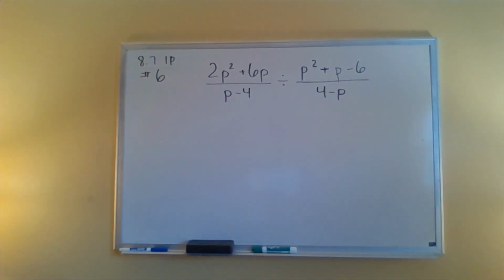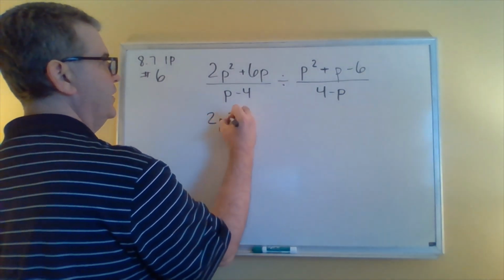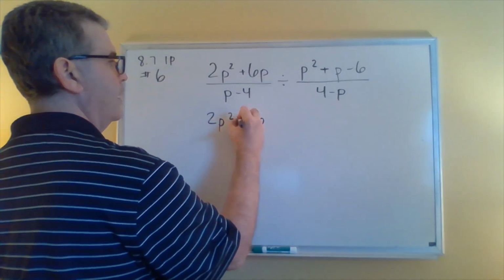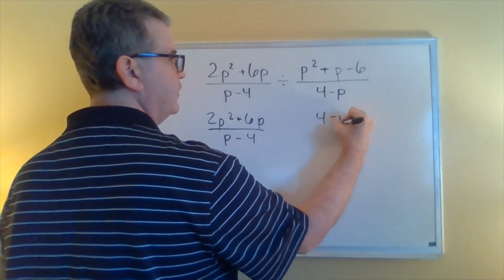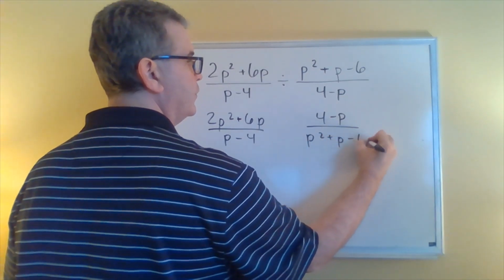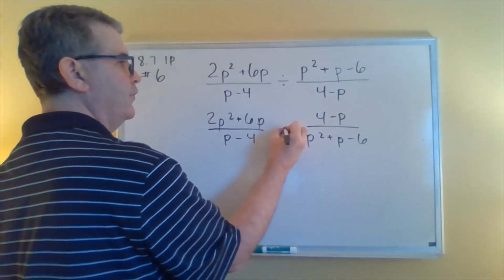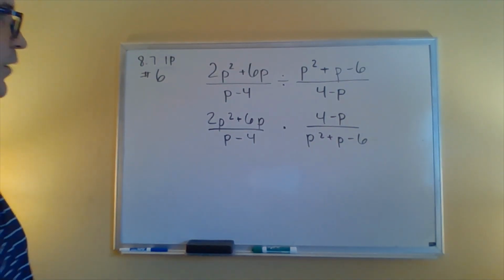Here's number 6. We have 2p squared plus 6p over p minus 4, and that is divided by p squared plus p minus 6 over 4 minus p. So our first steps, we're going to rewrite our first fraction as is. We're going to reciprocate our second fraction, 4 minus p over p squared plus p minus 6, and we're going to change that operator from division to multiplication. Now we're going to factor everything we can completely.